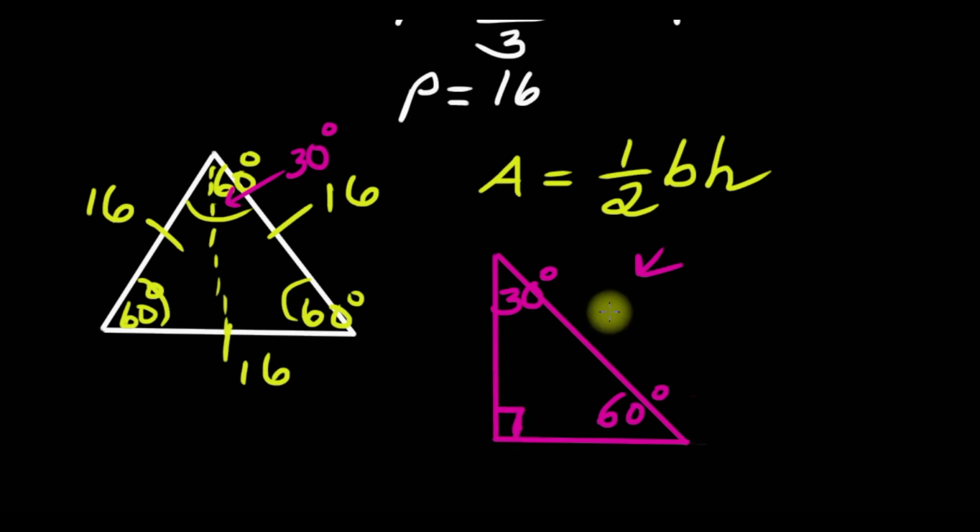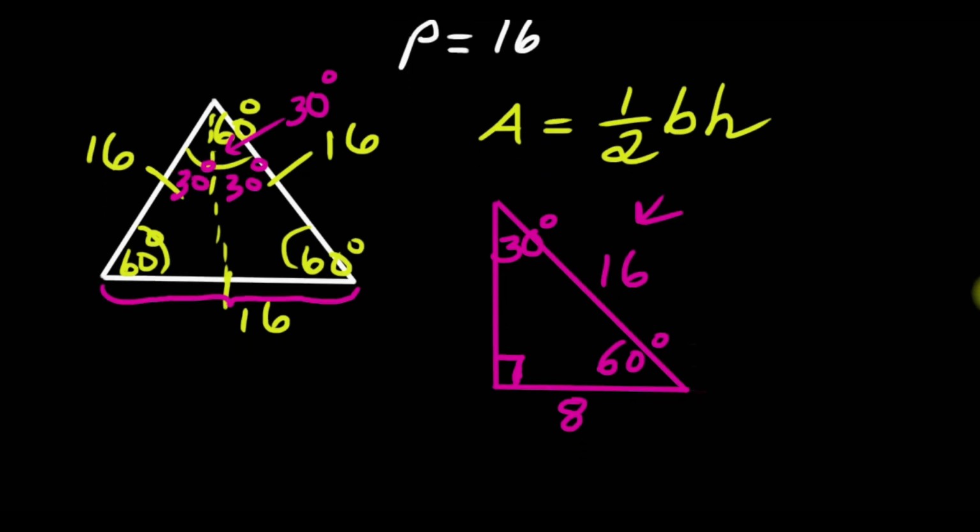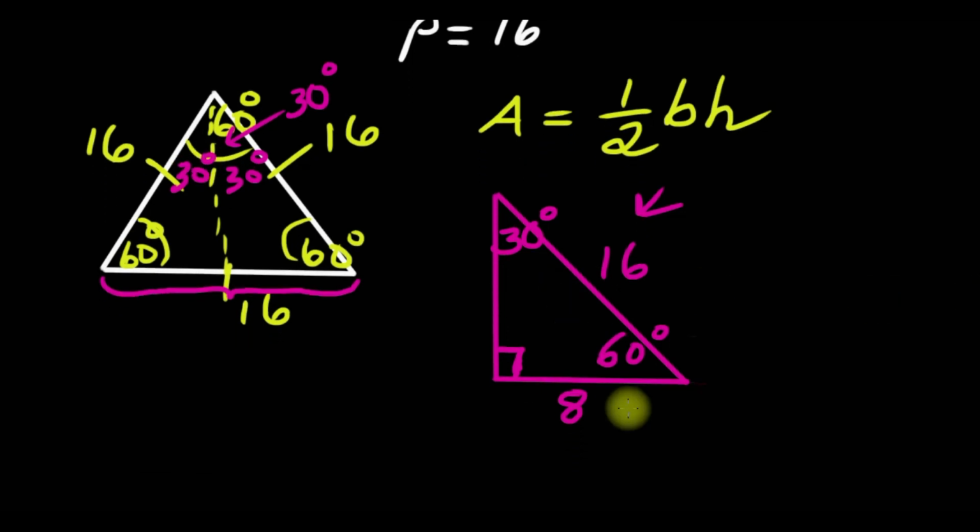Okay, so the hypotenuse here is 16, and this whole thing is 16, so we can split it up into 8 and 8, because this is 30, this is 30. So you can do that. I have a special right triangle here. I have a 30, 60, 90 triangle, which is a special right triangle.